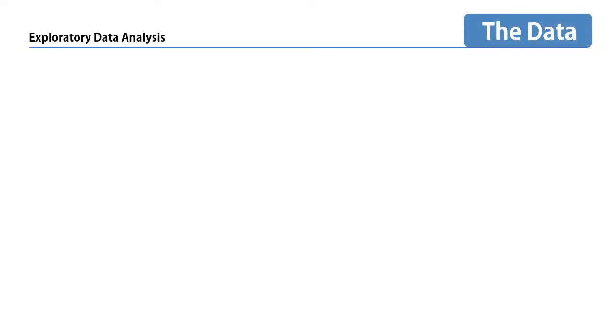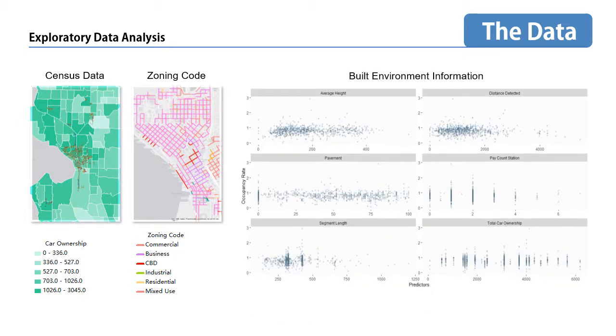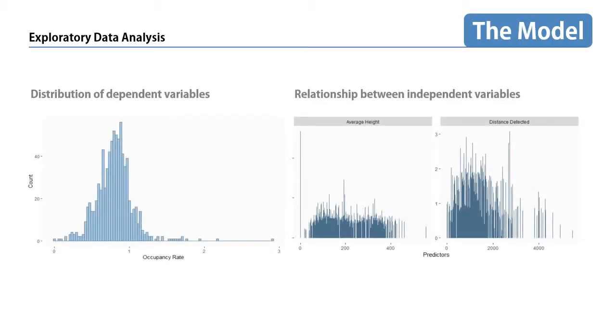Here's part of the dataset that we use in our model. First is census tract data with demographic information. Another is zoning code. Here's a scatter plot showing some of the continuous variables, such as average building height and segment length. Here's a histogram of the dependent variables. As we can see, the distribution of the occupancy rate is generally normal, and there's a linear relationship between the independent variables and the dependent variables. So we will choose OLS regression as our model.